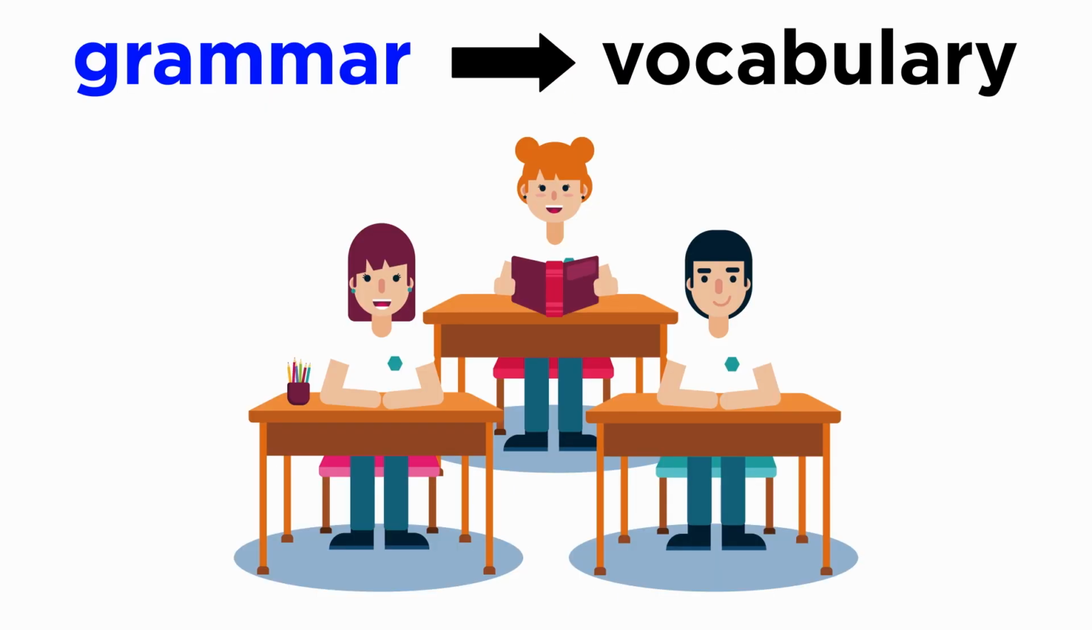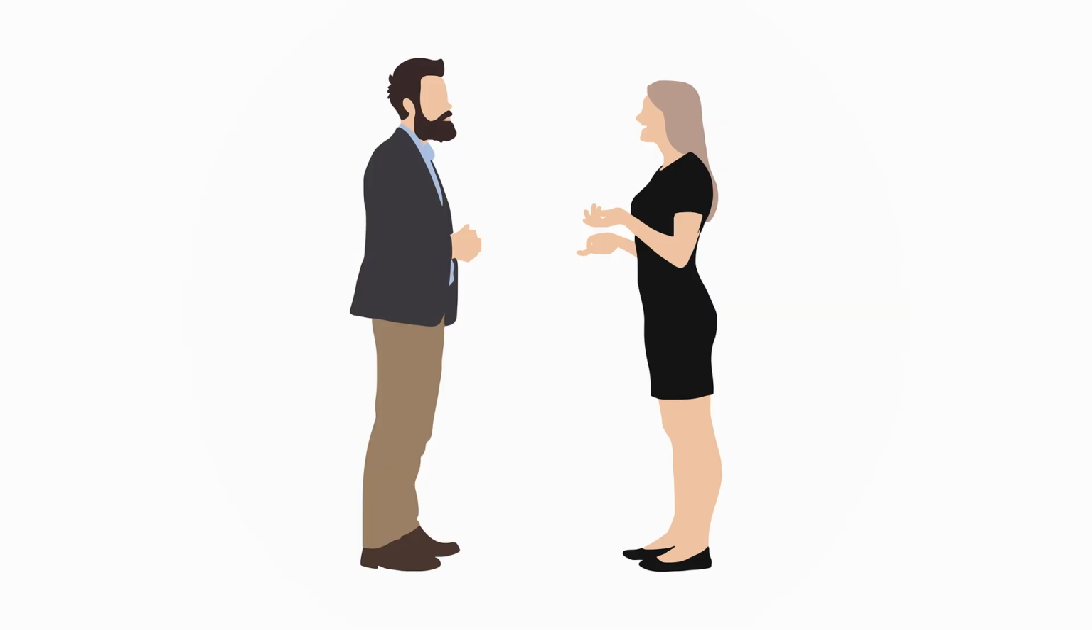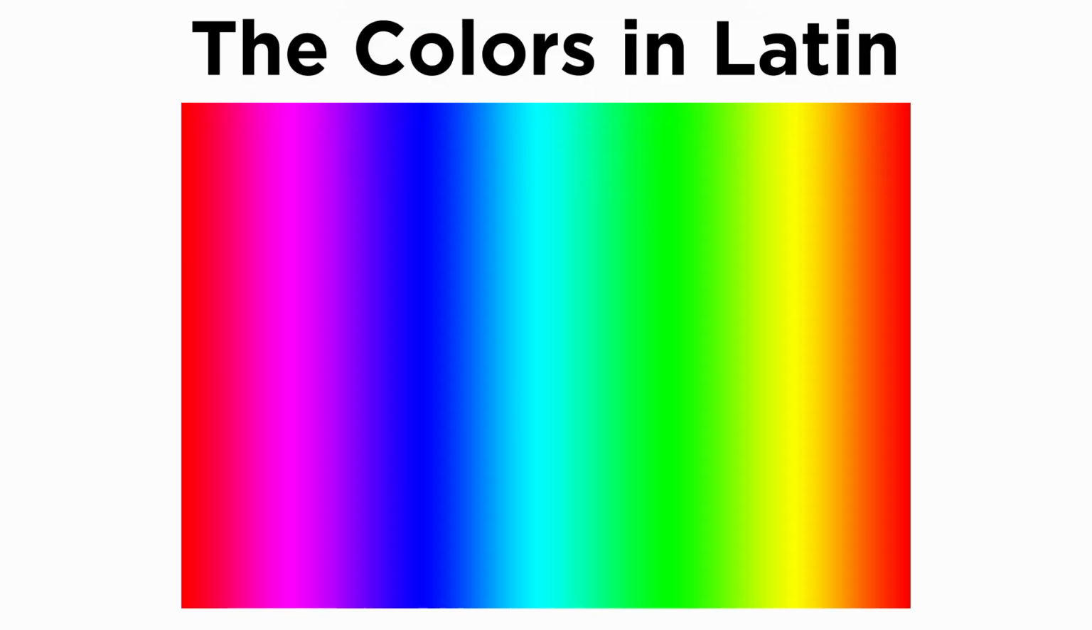We've been hitting the grammar pretty hard, so now let's switch gears and learn some vocabulary. Without a wide vocabulary, we won't be able to use our grammatical knowledge, so let's start things off by learning how to name the colors in Latin.